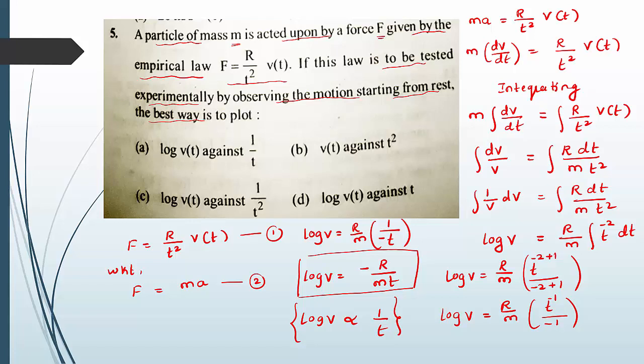The first option, log v of t against 1 by t. And the second one, v of t against t square. Third one, log v of t against 1 by t square. Fourth one, log v of t against t. Out of these four options, which is the right answer? Log v of t against 1 by t. That means option A is the right answer.